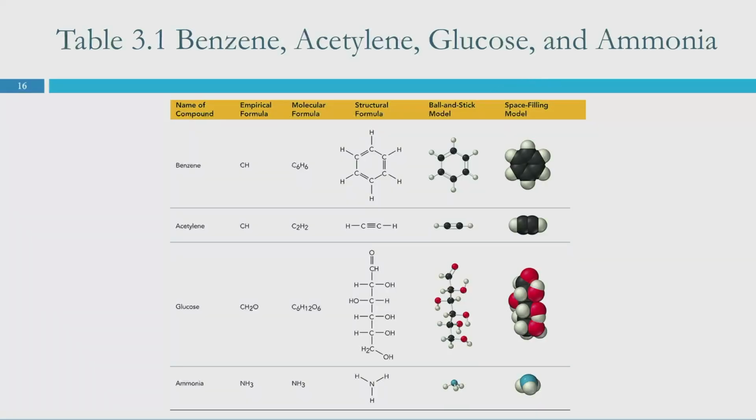Space-filling models aren't always the best because, like we can see with the benzene up here, it's a little bit hard to tell what's going on. For glucose, also a little bit hard to tell what's going on. And so typically a ball and stick model or a structural formula is going to be better for representing those larger things. We also don't get to see how many bonds we have between things. For example, in acetylene, our carbons are triple bonded to each other, and we don't see that when we look at the space-filling model.